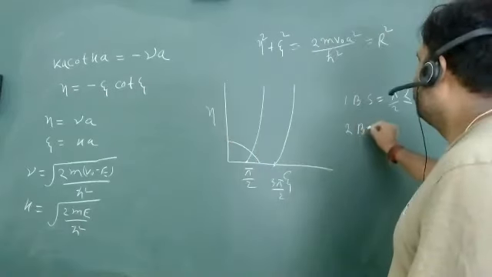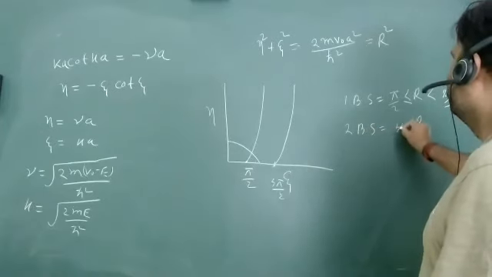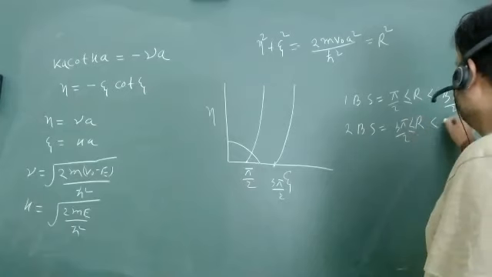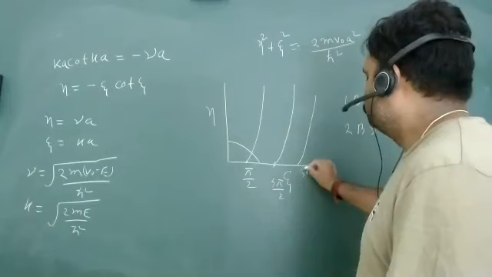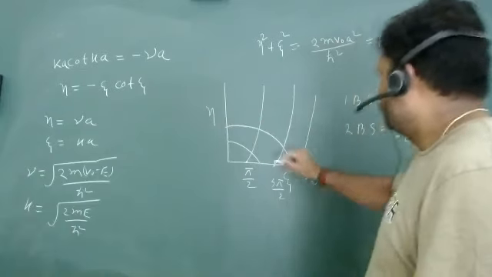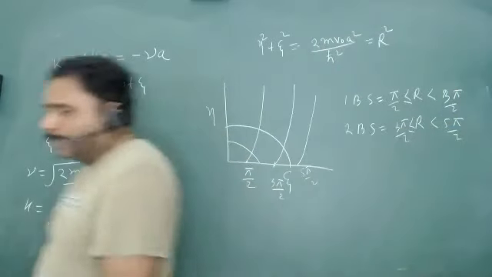What will be the two bound state condition? The condition for two bound states is that r is between 3 pi by 2 to 5 pi by 2. The next one is for 5 pi by 2. So this will be your second bound state. So this is all about this particular condition, isn't it?